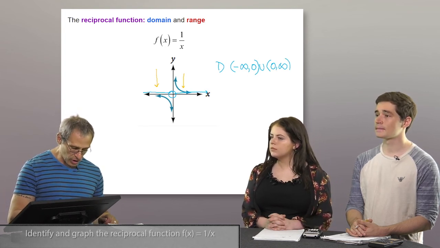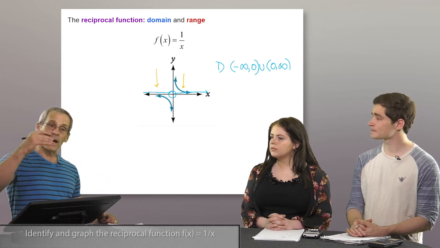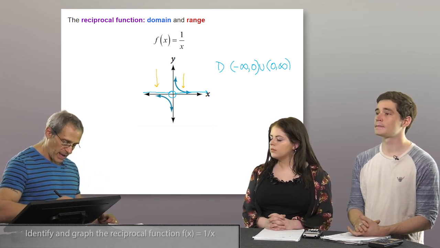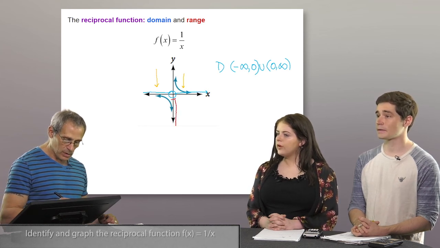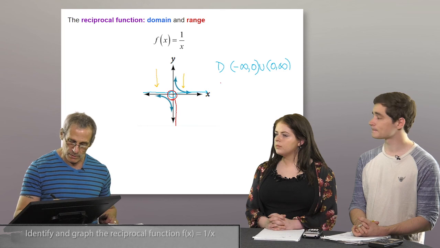For the range, we're going to go ahead and now look from bottom to top. So for the range, it looks like I'll go from -∞ up to what? Up to 0. So let me write that in.